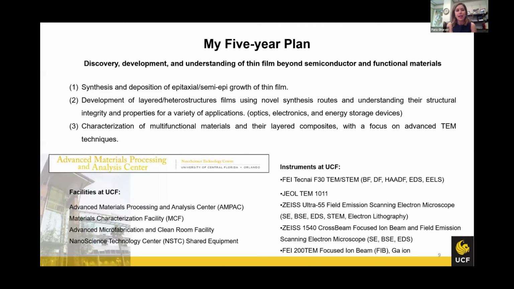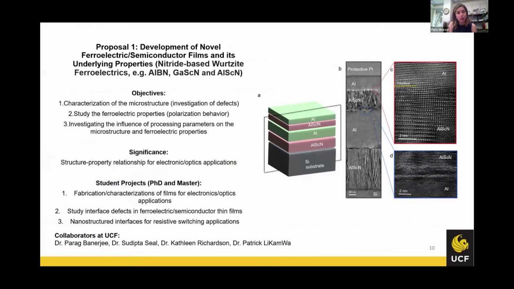My 5-year plan is to, first of all, synthesize and deposit epitaxial films, and develop a new design for a better understanding of their structure and their properties in different applications, specifically optics, electronics, and energy storage. Also, characterization of them using the instruments and the facilities that we have at UCF.